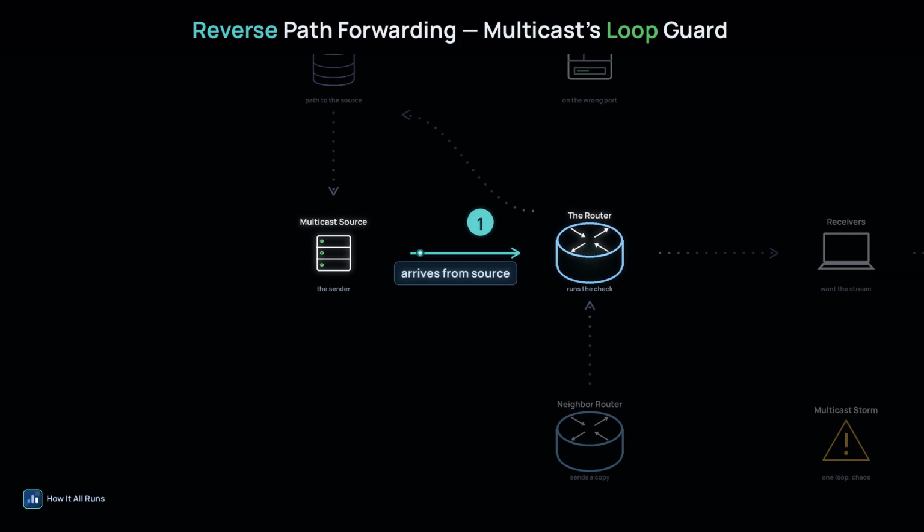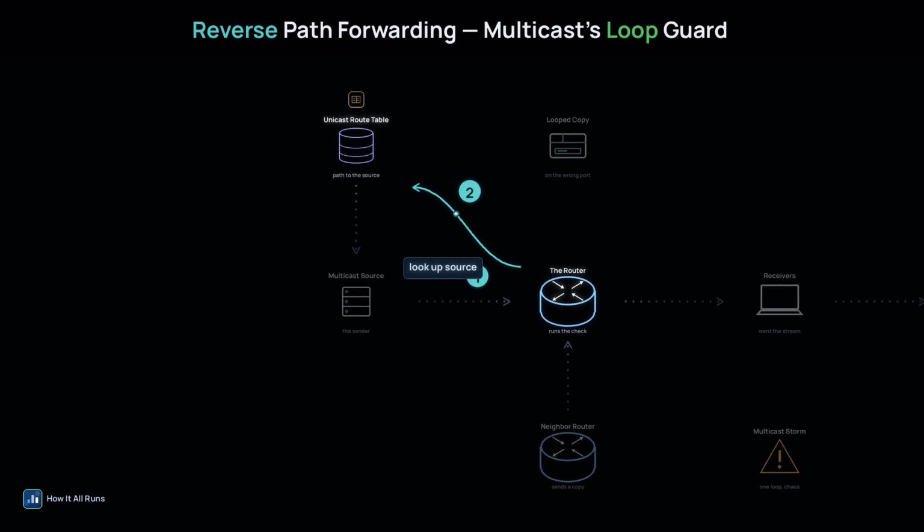A multicast packet reaches our router, sent along from the direction of the source. Before reverse path forwarding, a router might simply copy it out every other interface. That naive behavior is exactly what seeds loops. So instead, the router pauses and asks one question.